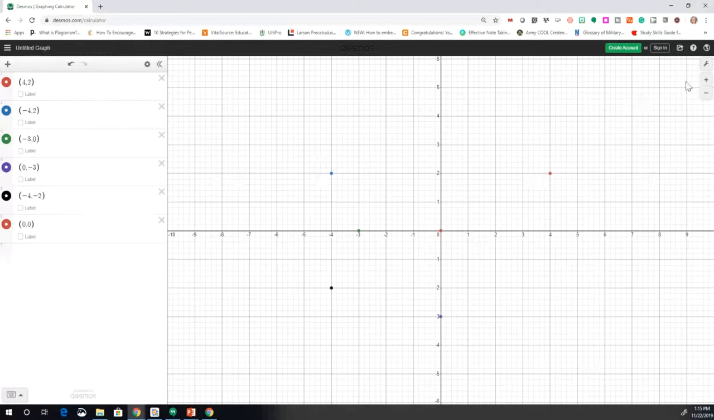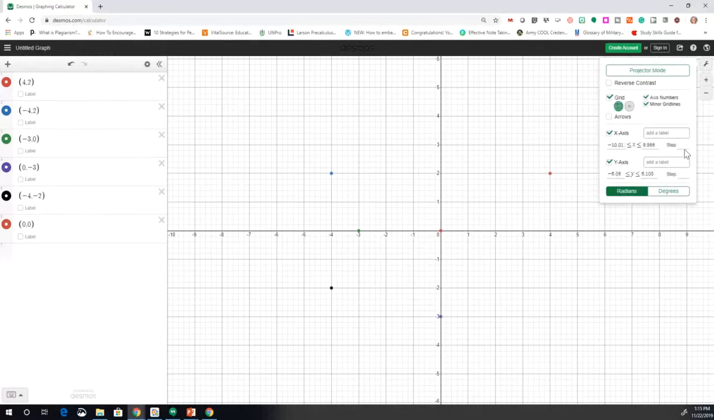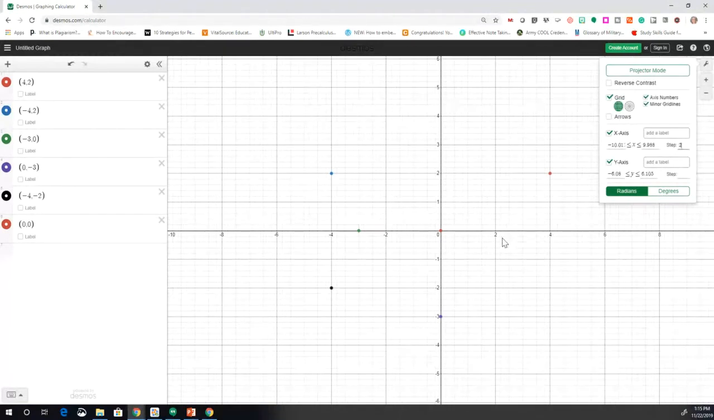If you go to this little wrench, you can go to the settings. And step tells you what you're counting by. So I can count by twos. If I type in 2, now the gray marks, those are every 2. So now it's counting by twos. And so you can see that you can count differently. You don't have to count the same going up and down as you do left and right. So you can still count by ones going up, but you can count by twos going left and right if you want.